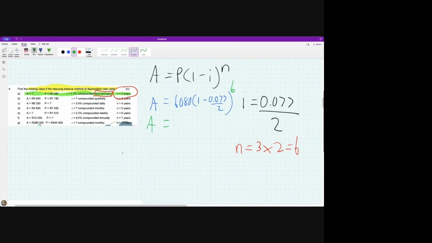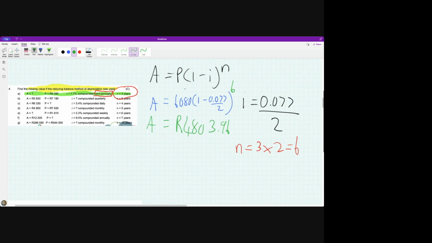Let's see who gets it. Tandiwe, Manila, Asande. We are all on the same bus going to the same place. This is fantastic. 4803.96. That is how much it'll be worth in the end.